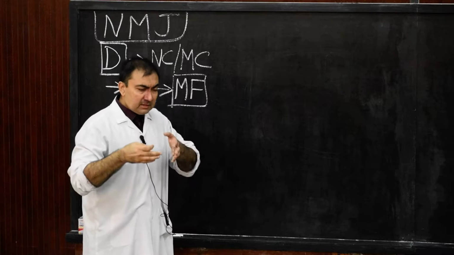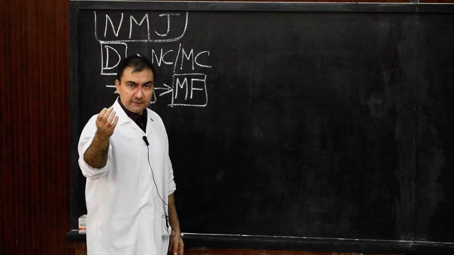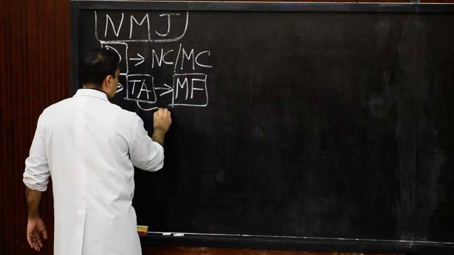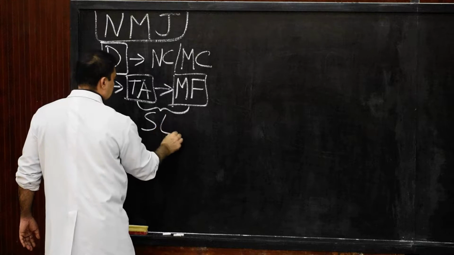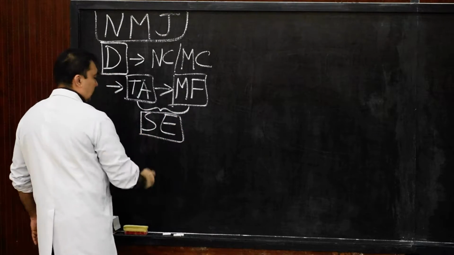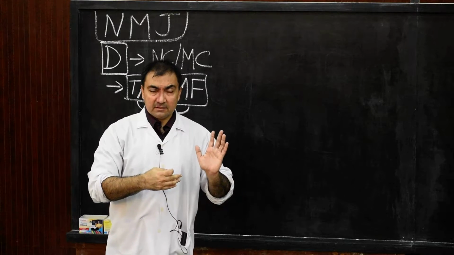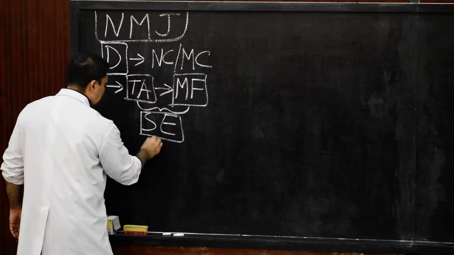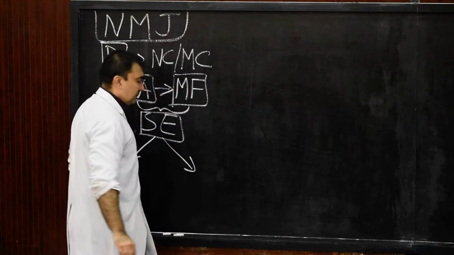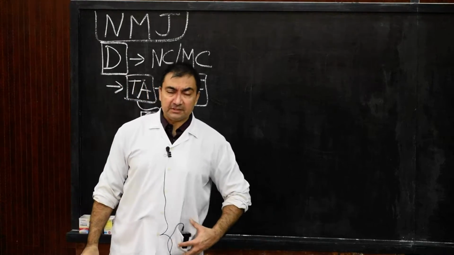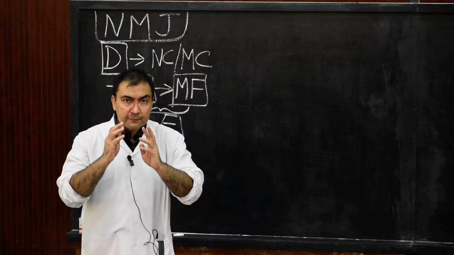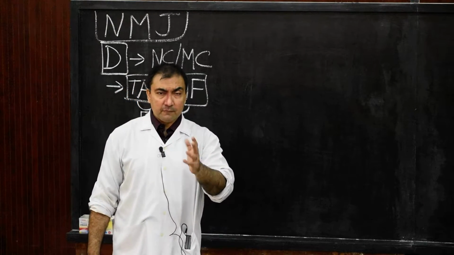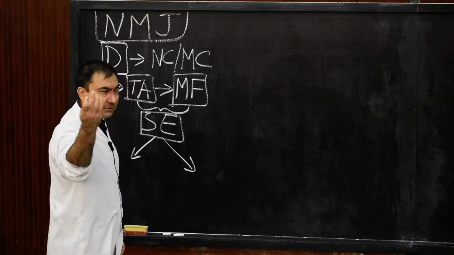How do they end? All the terminal axons will end in the respective muscle fibers by specialized endings. Now these specialized endings will serve as neuromuscular junction, and they are of two types. So these specialized nerve endings of the neuromuscular junction will be divided into two categories, depending upon their structure.